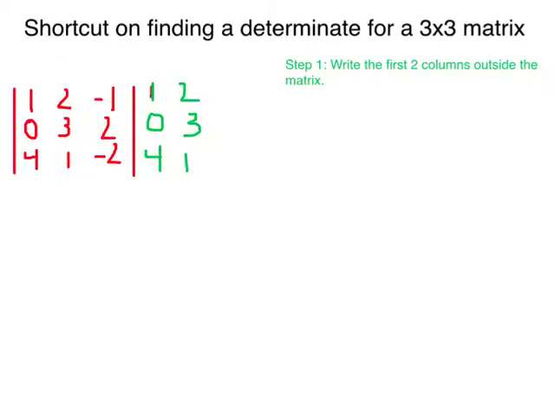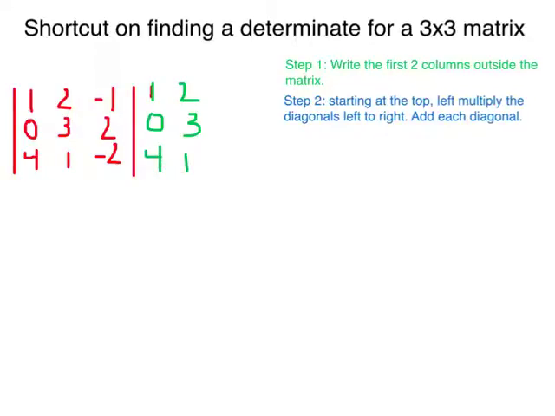By doing that, I can find the diagonals of my matrix without having to loop back around. So here, look at the 2 right here. Instead of going 2 times 2 times 4, I can just go straight down through the diagonal. Step 2 will be to, starting at the top left, multiply the diagonals from left to right. So if you look here, we have that diagonal, this diagonal, and then one more diagonal.